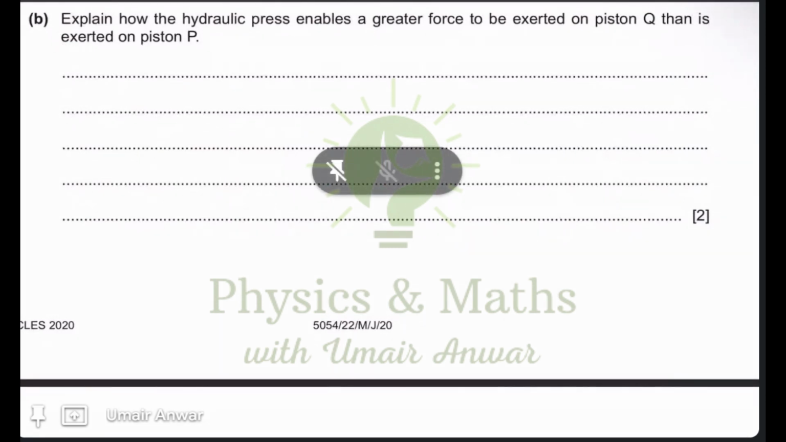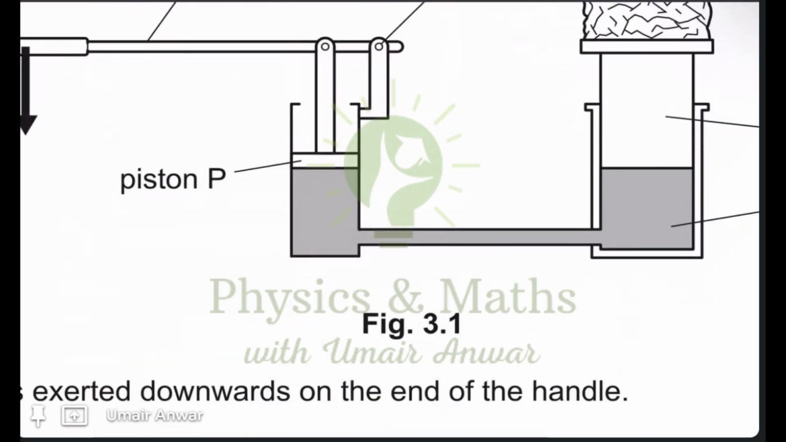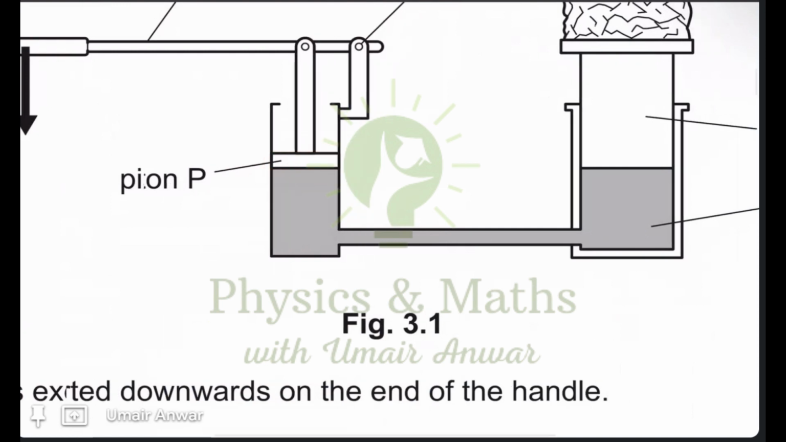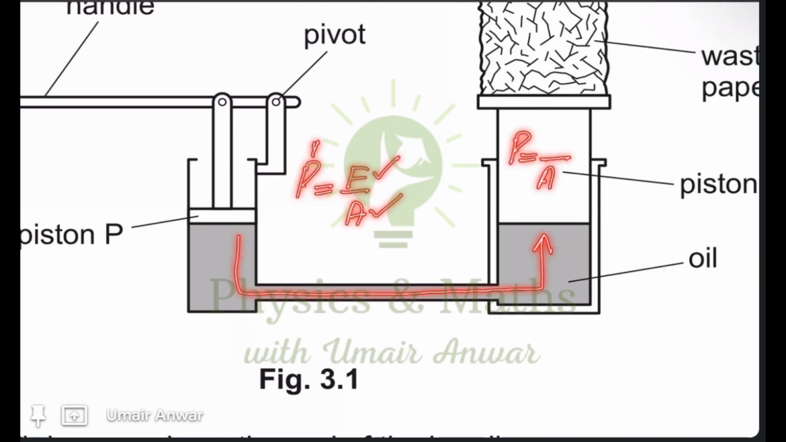Next part. Explain how the hydraulic press enables a greater force to be exerted on piston Q than is exerted on piston P. On the piston P, we can see that the area of the piston is smaller, and on the piston Q, we can see that the area of the piston is larger. So whatever pressure is generated on this piston P by dividing the force with the area, the same pressure is transferred through the oil to the piston Q. And for this piston Q, since the area is larger, so for having the same amount of pressure as the answer, the force has to be larger as well.